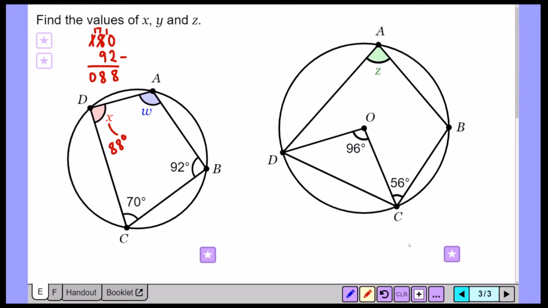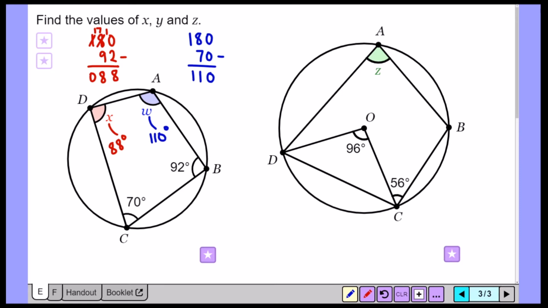I can do the same for angle W. I know because of our cyclic quadrilateral that W and the 70 degrees we're given opposite must add up to 180 degrees. So 180 take away 70 gives me 0 take away 0, which is 0, 8 take away 7, which is 1, and 1 take away 0, which is 1, meaning angle W is 110 degrees.